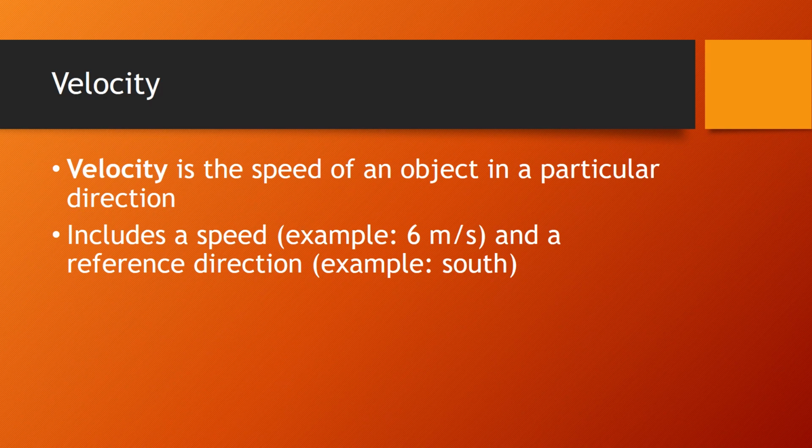So for example, you could say something is going 6 meters per second south. You could say it's moving at 10 miles per hour west. It's moving 2 meters per second to the right. Something along those lines, but you have to label it with a direction and with the unit in order for it to be velocity.